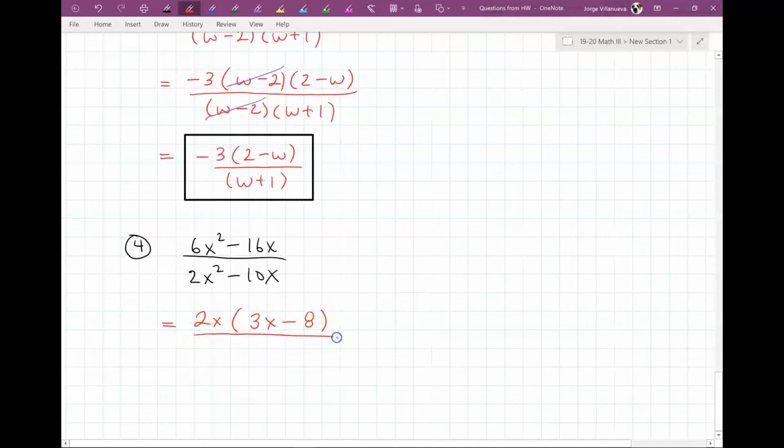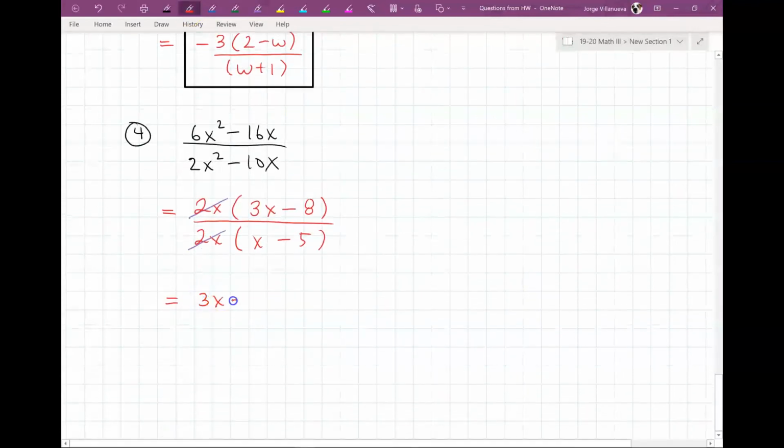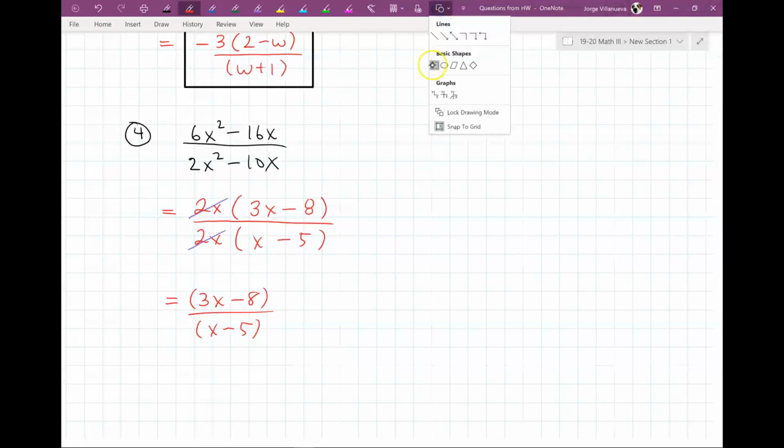And on the bottom, I can take out a 2x again. That'll leave me with an x minus 5. The 2x and the 2x will cancel out. The remaining things don't cancel anything out, so all I have to do is rewrite my answer, which is going to be 3x minus 8 divided by x minus 5, and there's my solution.